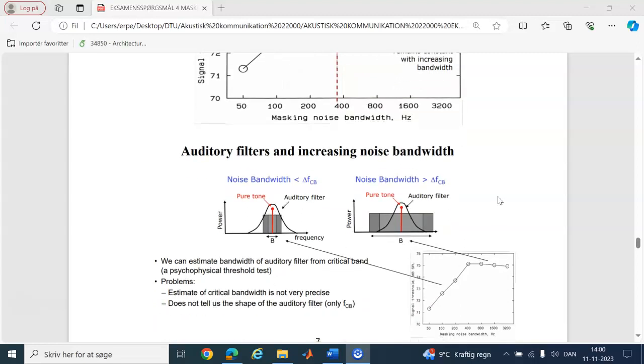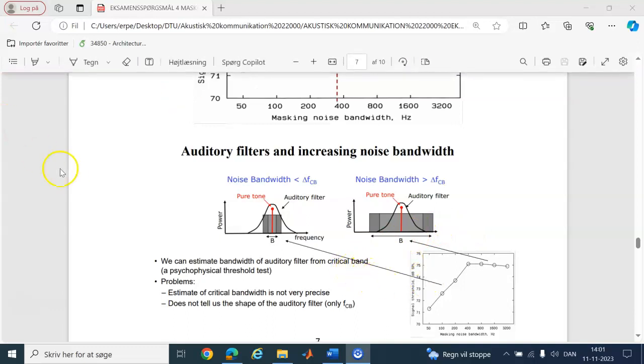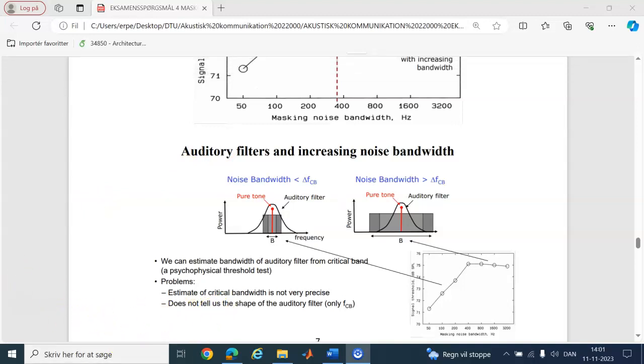Okay, so we can estimate the bandwidth of auditory filters from the critical band, a so-called psychophysical threshold test. We have some problems. The estimate of critical bandwidth is not very precise and doesn't tell us the shape of the auditory filters, only the frequency band.